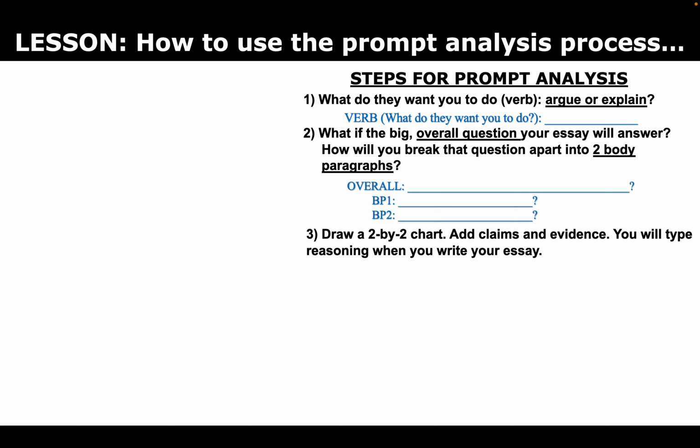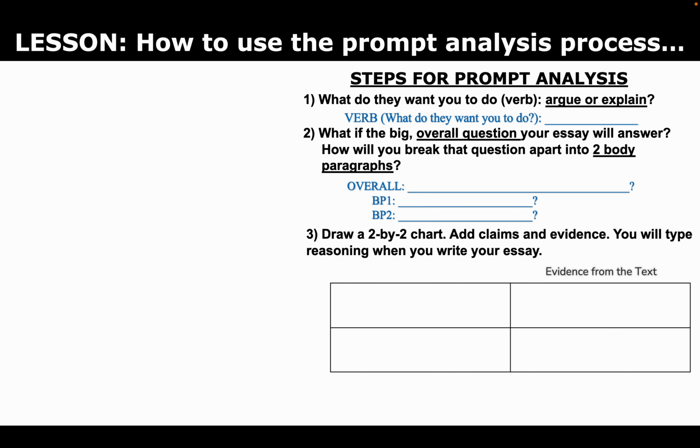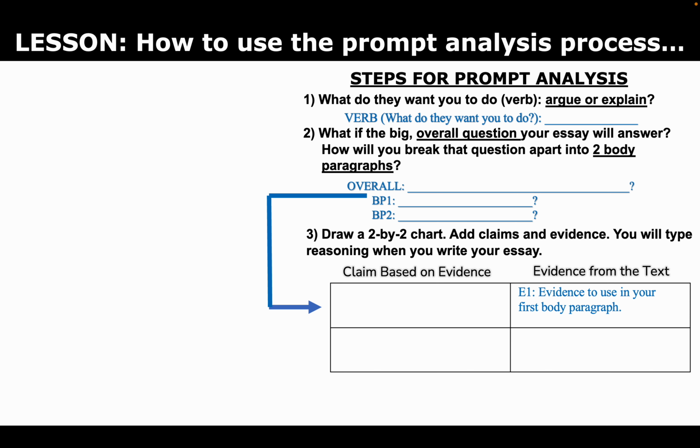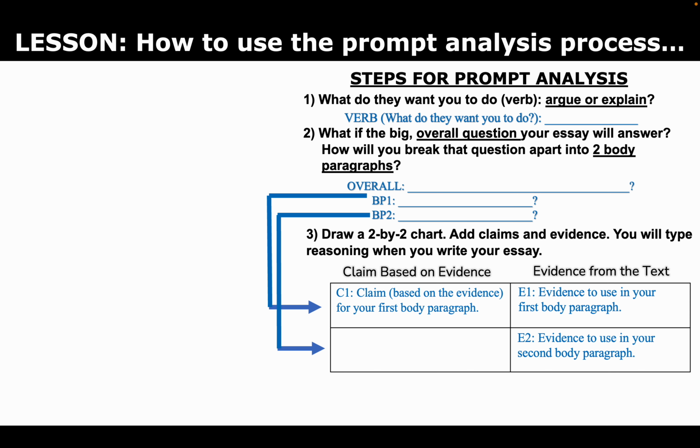Now I'm going to draw a 2x2 chart and add my claims and evidence to those questions. I need evidence from the text and my claim, what I think is true, right? The right answer based on that evidence. I'm going to answer body paragraph 1's question in the first row. I need evidence to use in my first body paragraph, and then my claim based on that evidence. Now I'm going to take the second question, and I'm going to find evidence to answer that question, and then I'm going to answer that question with my claim.